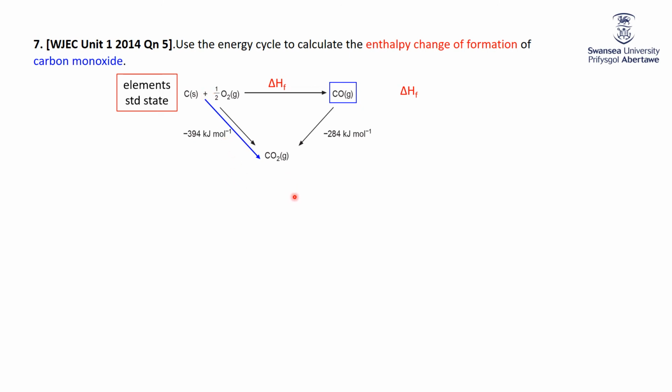But anyway, this takes us to CO2 and costs minus 394. And then we've got to go from here back up here. So going from CO to CO2 is minus 284. So going back up here is minus 284. Put all that in your calculators or do it on your fingers or abacus or whatever is needed, and you get minus 110 kilojoules per mole.